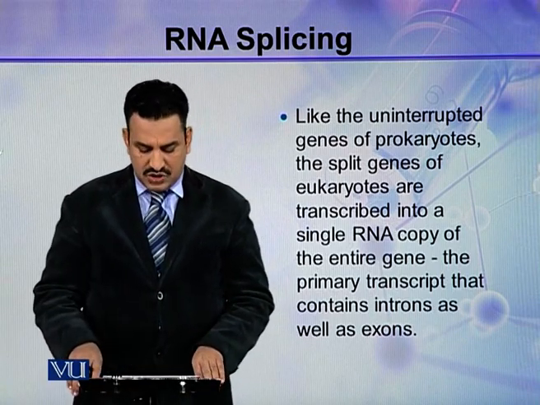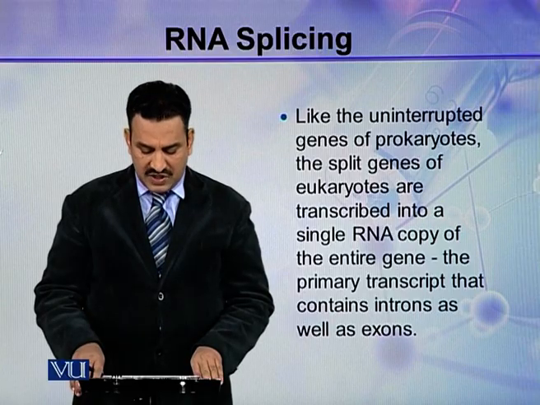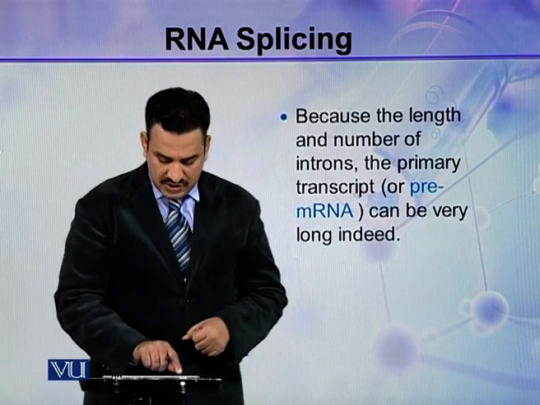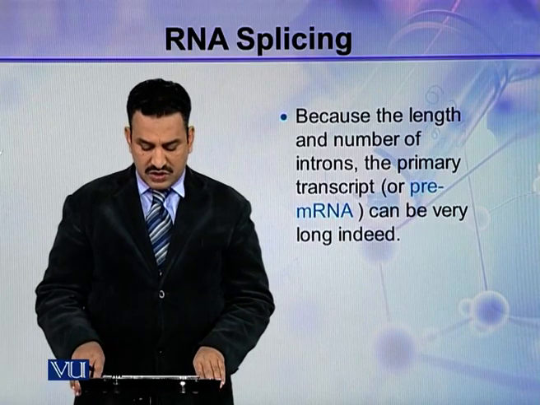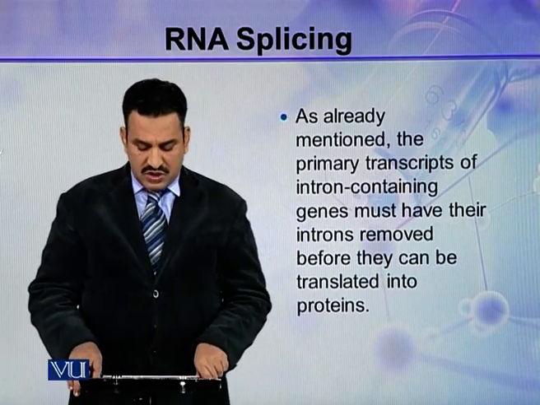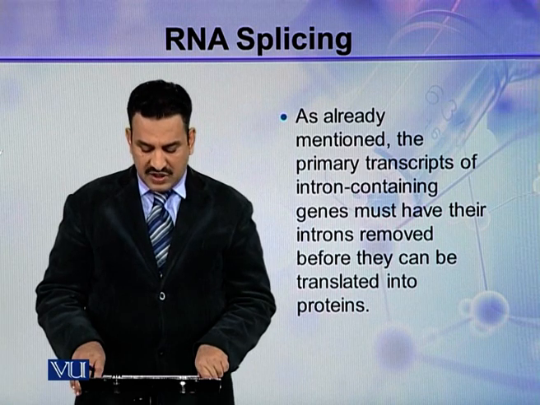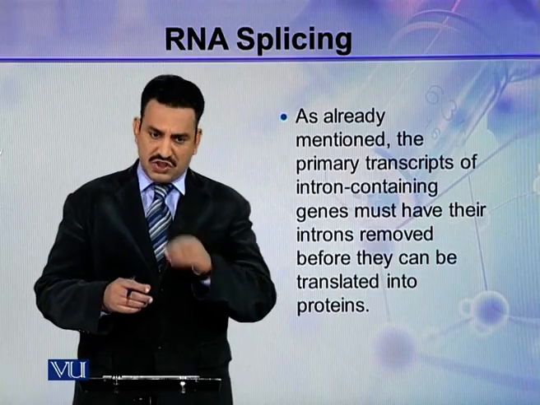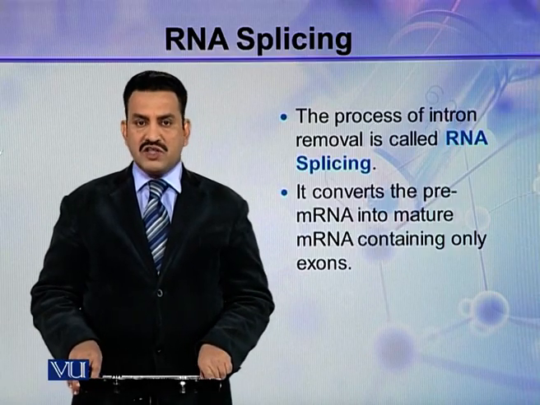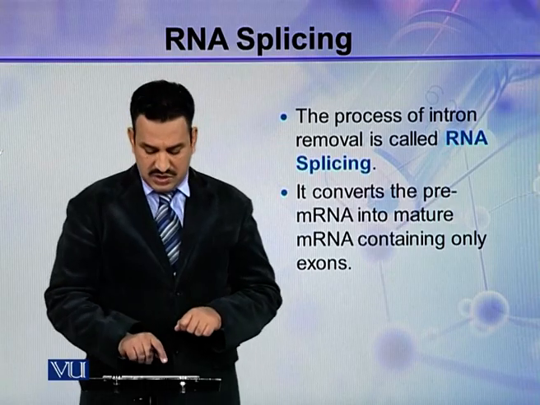Like the uninterrupted genes of prokaryotes, the split genes of eukaryotes are transcribed into a single RNA copy of the entire gene, the primary transcript, that contains introns as well as exons. The length and number of introns in the primary transcript can be very large indeed. As already mentioned, the primary transcripts of intron-containing genes must have their introns removed before they can be translated into proteins. So the introns must be removed from the pre-mRNA. The process of intron removal is called RNA splicing. It converts the pre-mRNA into mature mRNA that only contains exons.